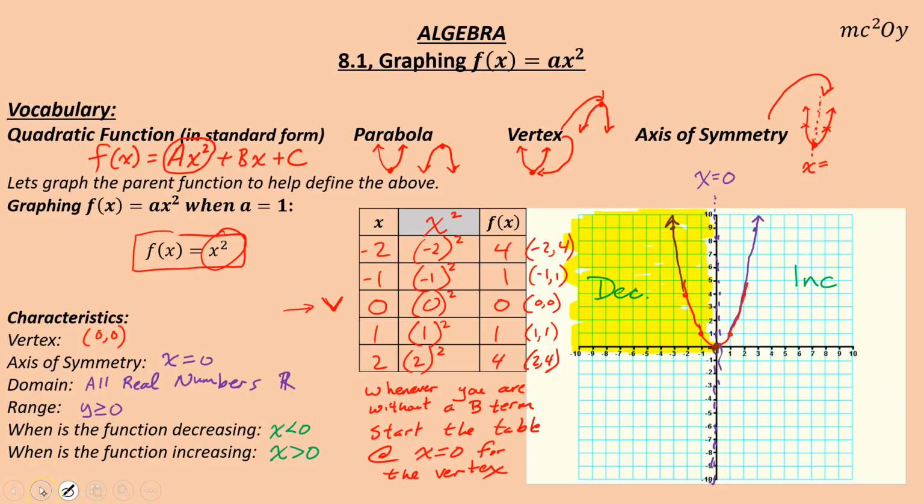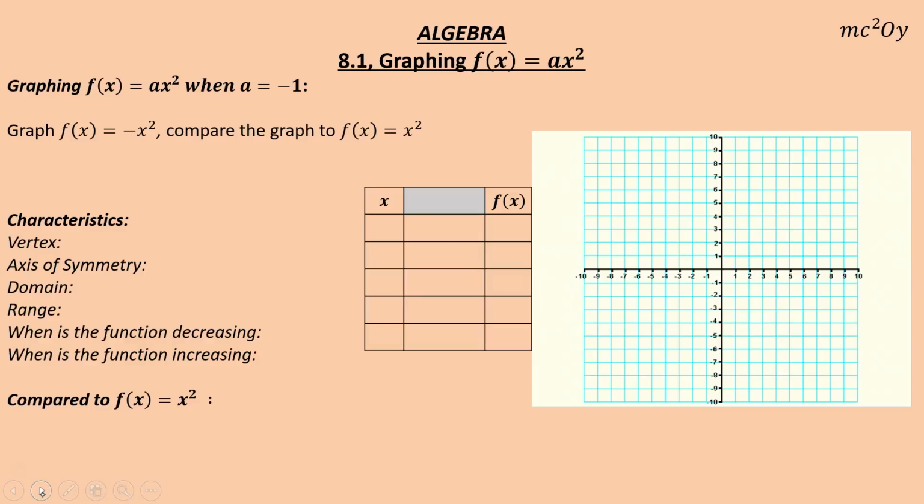Okay, now we spent like 10 minutes on that. So let's kind of pick it up and try to see what A does. What we're going to do is look at how A affects our graph. If you think of your parent function, we're going to graph a different graph. We're just going to put a negative in front of our parent function and see how it changes it. So my rule now is negative x squared.